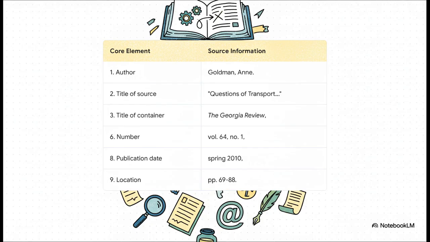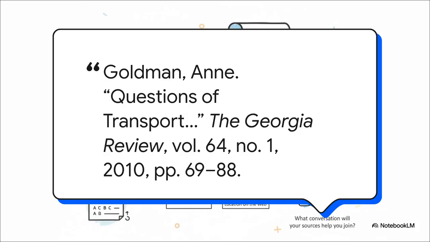The title of the article itself, that's our title of source. The journal it was published in, the Georgia Review, that's our container. We just skip elements 4 and 5 because they don't apply here. Then we find the volume and issue number, the publication date, and finally, the page numbers for the location. And when we plug all those pieces into our template with the right punctuation, there you go. A perfect, beautiful MLA 9 citation.